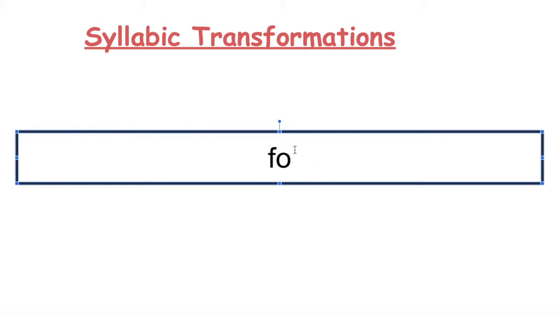There's a vowel at the end. So it's not a short sound. It's a long sound now. Foe. Good. Next one. Vowel at the end means it's long. Key. Good. I'm going to change it.